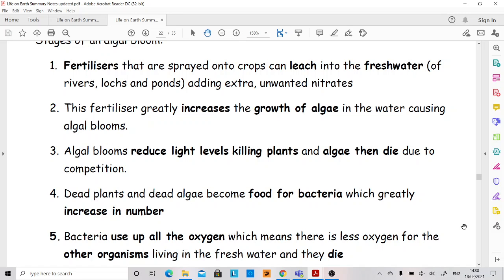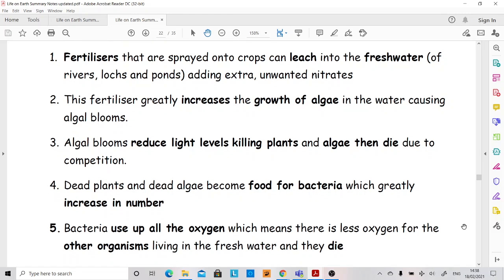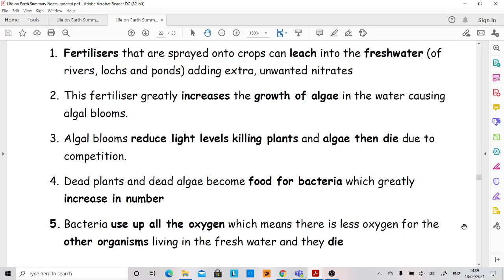Once your bacteria are multiplying, they're using up all the oxygen, so there's less oxygen for other organisms living in the water, and they die. So freshwater fish and other animals that live in there are wiped out, and you end up with very little biodiversity in there.